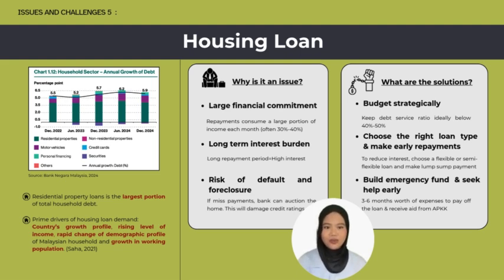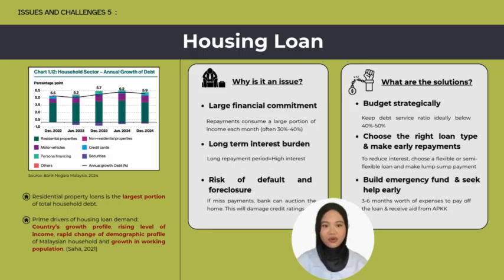The third issue is the risk of default and foreclosure. The most serious debt management issue tied to housing loans is the risk of default, which is failing to pay monthly installments. If a borrower misses payments for a few consecutive months, the bank has the legal right to declare the loan in default, repossess the property, and also auction off the house. This situation not only leads to the loss of one's home but also causes a bad credit record, which affects the ability to get future loans, potential legal action, and also emotional and psychological stress for the entire household.